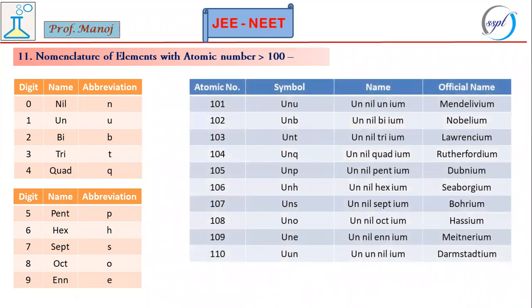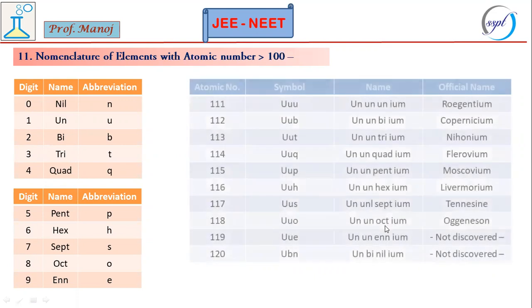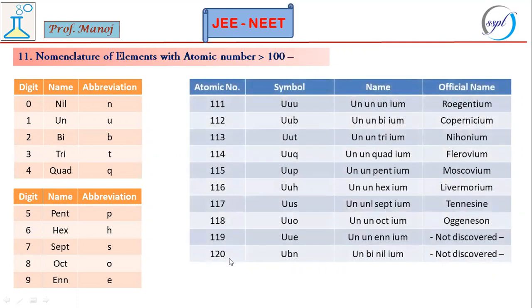This I have solved for you, 101 to 120. So ye 110 tak hai. Inke ye modern names hai abhi jo assign kiye hai IUPAC ne finally. And then you have 111 to 120. Usme se 19 or 20 abhi filhal discover nahi hua hai. Work in progress.